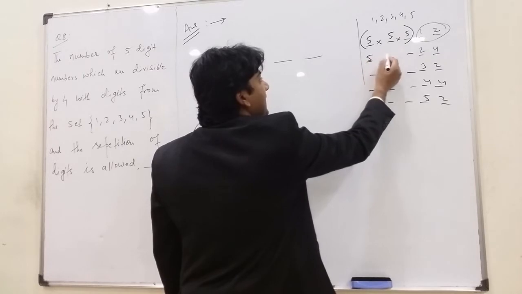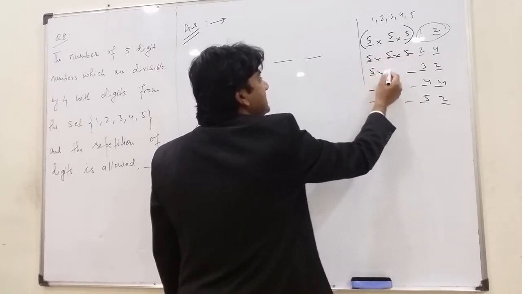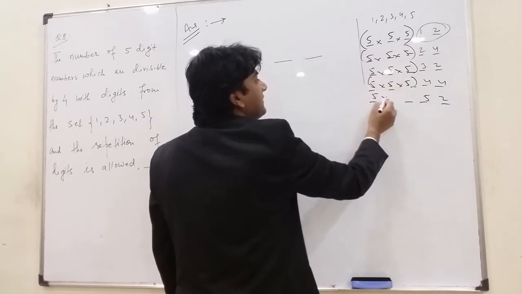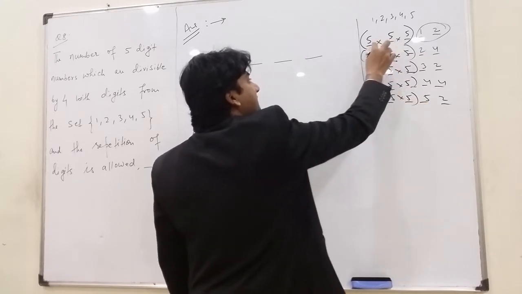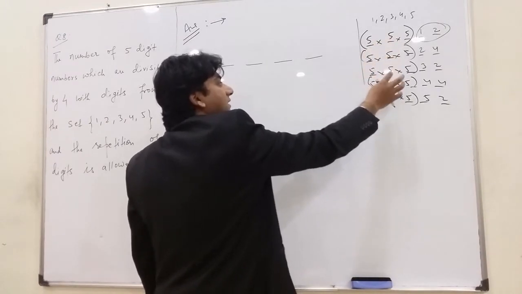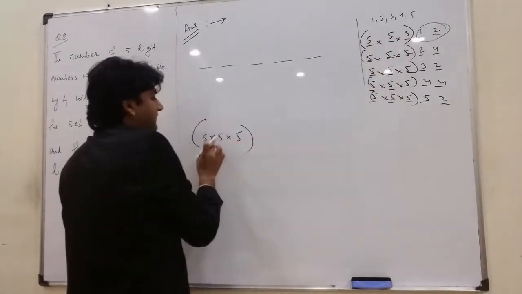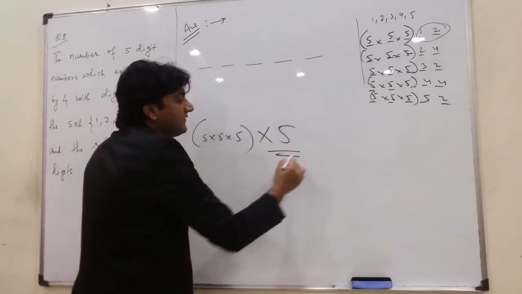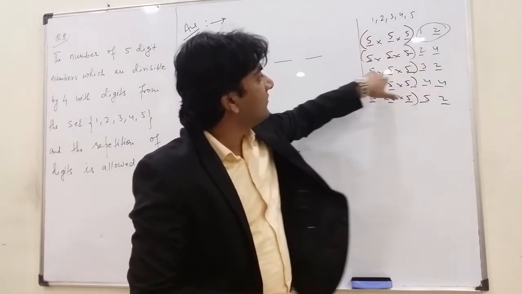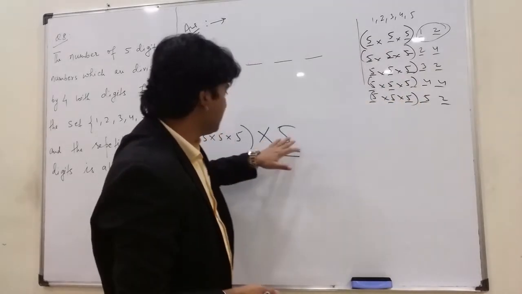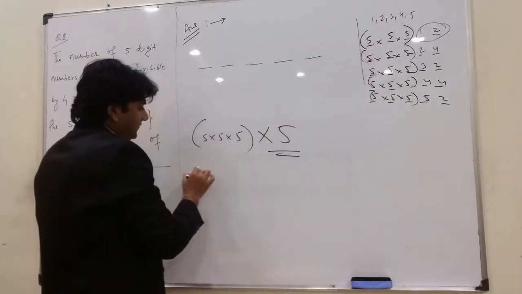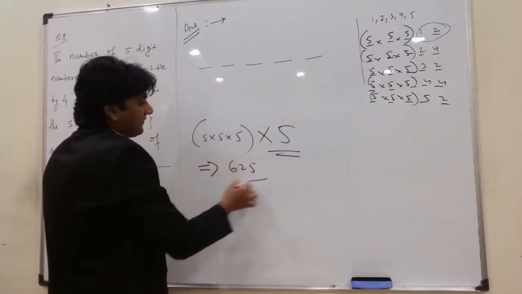Similarly, the second case also gives 5 times 5 times 5, that is 125 cases, and the same for each of the other cases. Now multiply by 5. Why this 5? Because of the 5 cases we got. And why these three 5s? Because of the three places with 5 ways each. So if you multiply, it is 625.